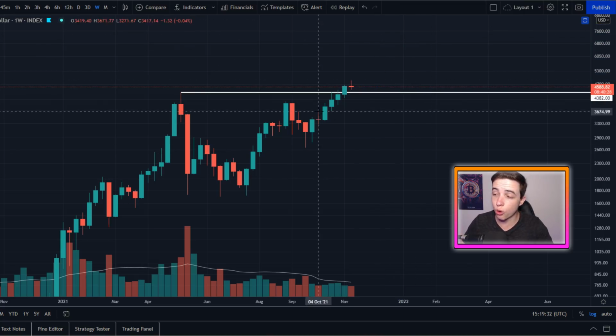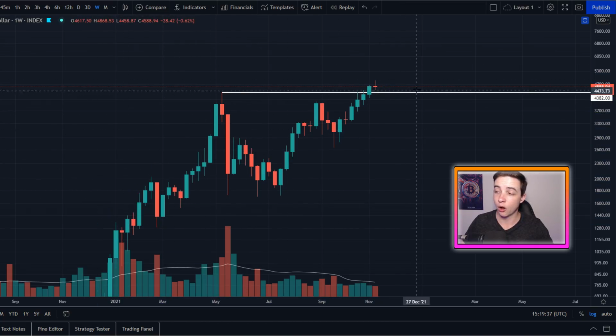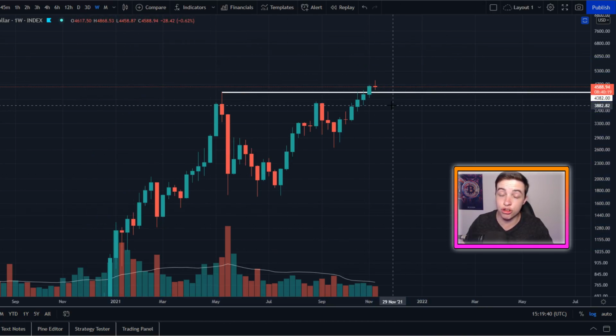We can always have short-term pullbacks along the way, but when you're looking at the big picture, at the actual bull market that we are in, we are still looking incredibly bullish on the weekly time frame.